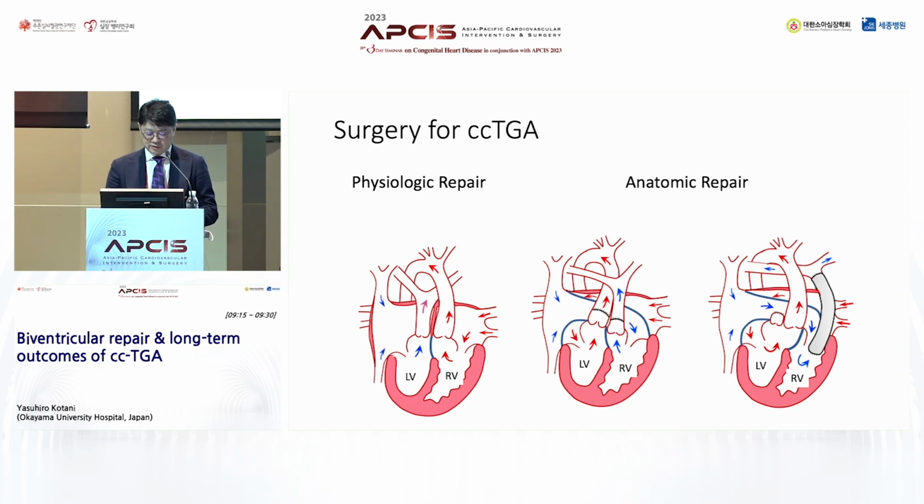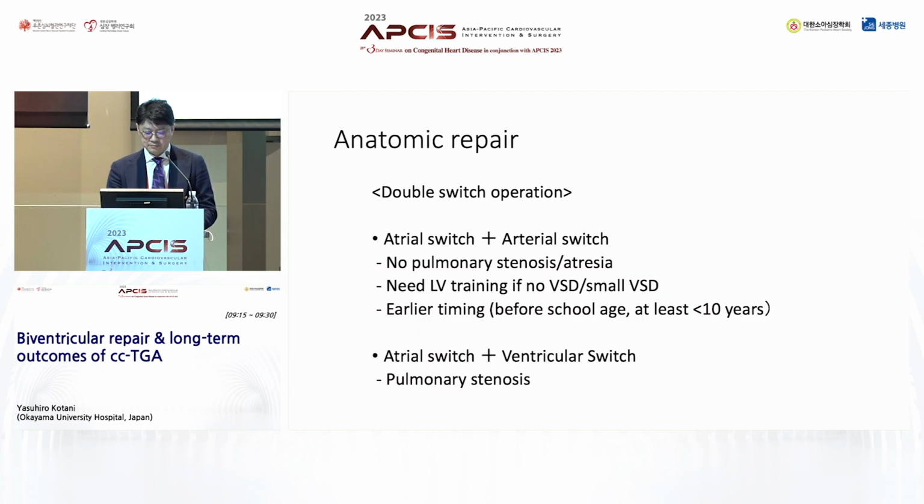So there are two types of surgical options for the biventricular repair of cc-TGA. One is physiologic repair, in which the circulation is physiologically corrected. Another is anatomic repair, which makes it anatomically corrected. For anatomic repair, double switch operation is performed. Atrial and arterial switch operations are performed in patients without pulmonary stenosis.